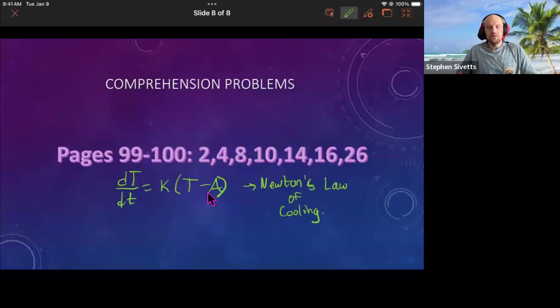But once we're done with first order math models like these, we are going to move on to chapter 4 in the textbook, which deals with second order differential equations. All right, so that's going to be really exciting. So stay tuned for that.